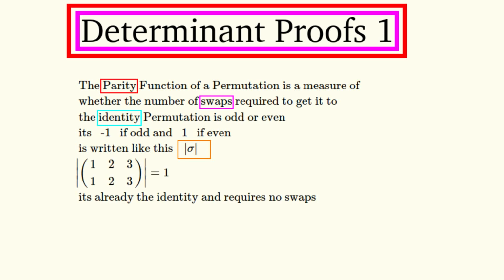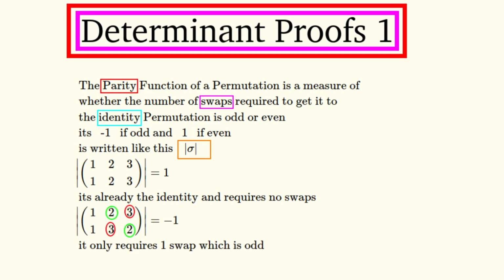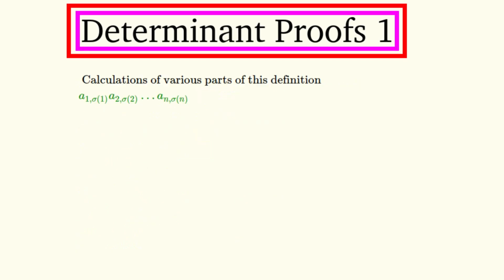And here's an example of calculating the parity of a permutation. This is the identity, and the number of swaps required to get it back to being the identity is 0, which is an even number, so that it returns 1. And this permutation requires 1 swap to get it back to being the identity, which is an odd number, so it returns a -1.